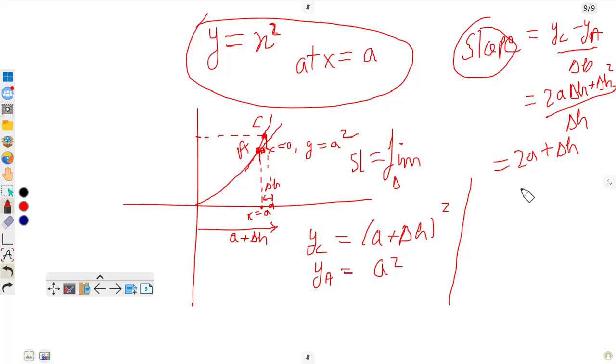Now to get the best possible approximation, or the exact slope of the line that passes only through A in its neighborhood, which is by definition called the tangent, our slope of the tangent would be equal to this slope. I'll say this is k, is equal to k.